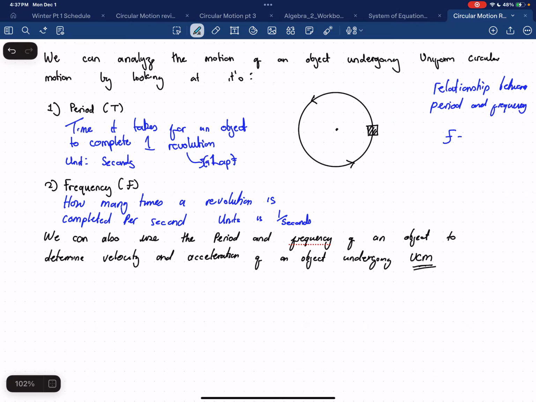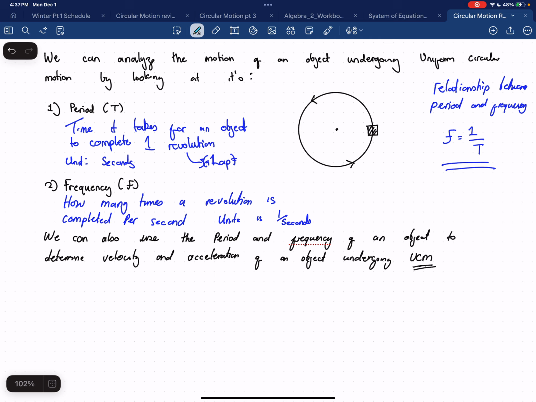So, our frequency is basically an inverse of the period. That's why the unit of frequency is 1/second, because it's 1 over period. So we can use this formula to interchange between the two.